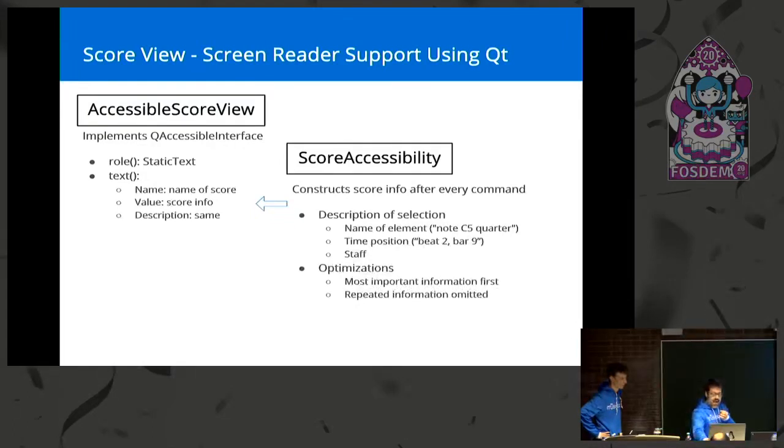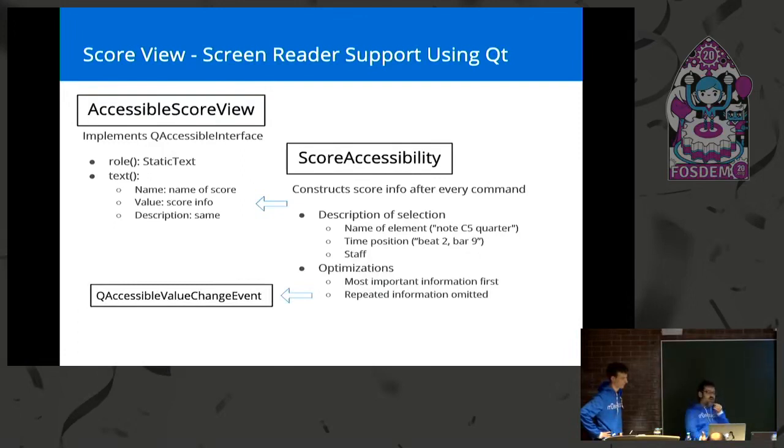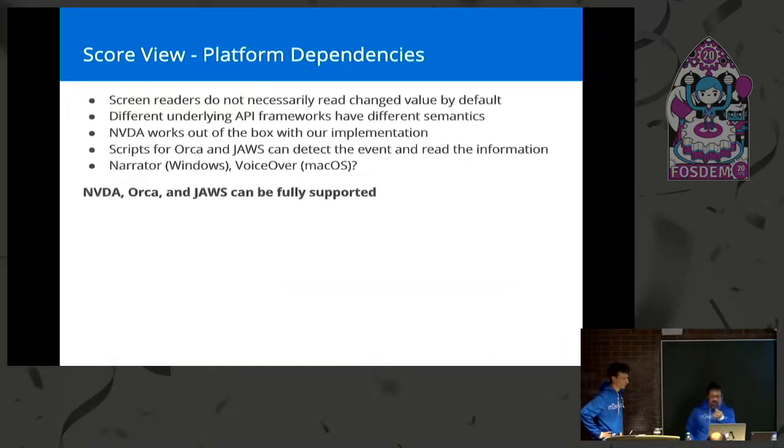So we avoid that. And then once we've calculated that information, you send a Q accessible value change event, and this is what notifies the screen reader the value of that widget has changed. In an ideal world, that would be all you need. It's not an ideal world. The reality is different screen readers choose, do I care that the value of this widget changed? Because it doesn't know what a score view is, it doesn't know what anything is, it doesn't know what's important to read and what's not.